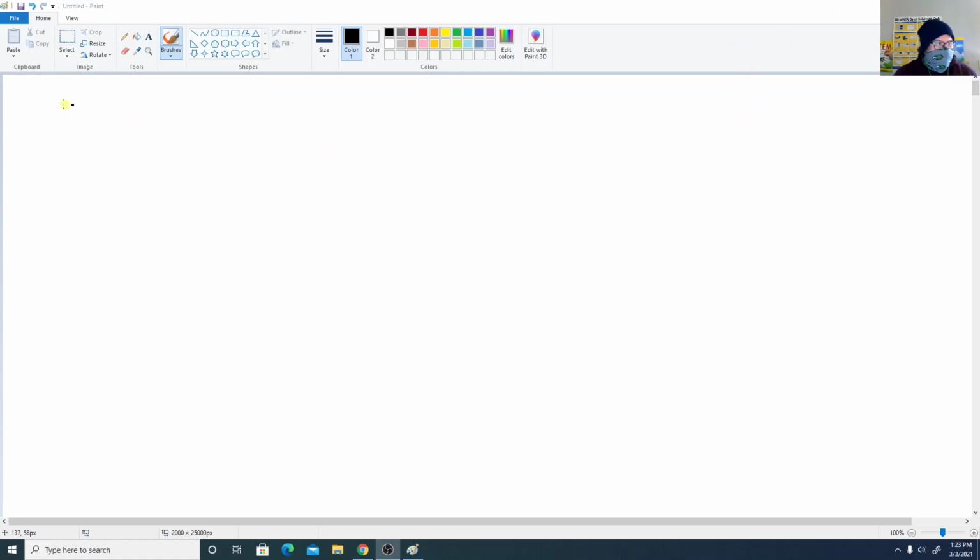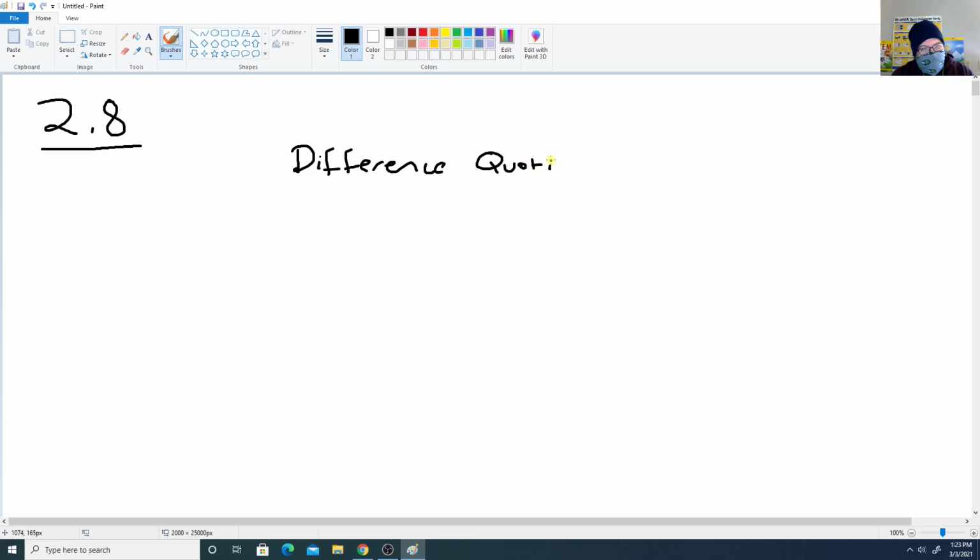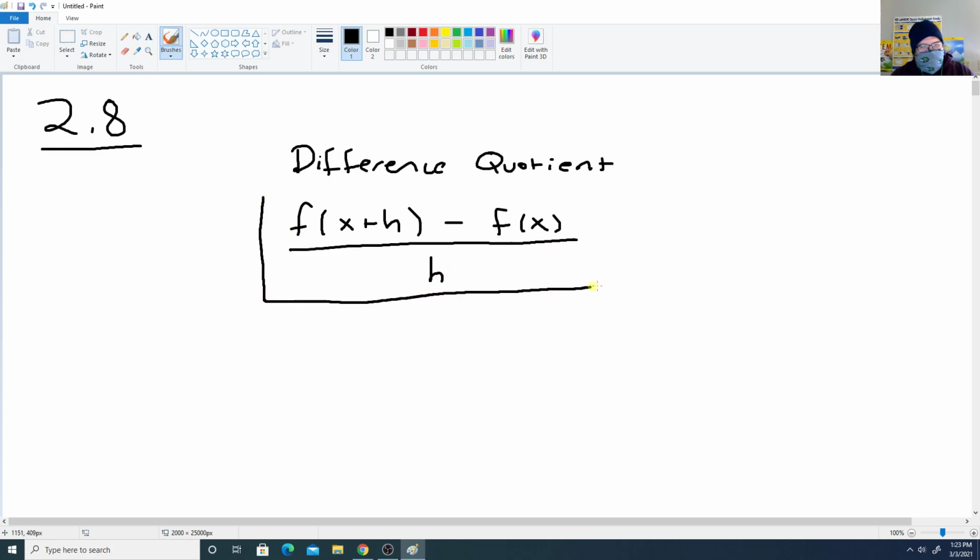Okay, we are going to cover section 2.8 here. Going to start out with covering a concept called the difference quotient, which is the expression f of x plus h minus f of x, all that over h. And we would say in this case h can't equal 0 because that would cause division by 0. And we're going to go through and do a couple examples solving these.